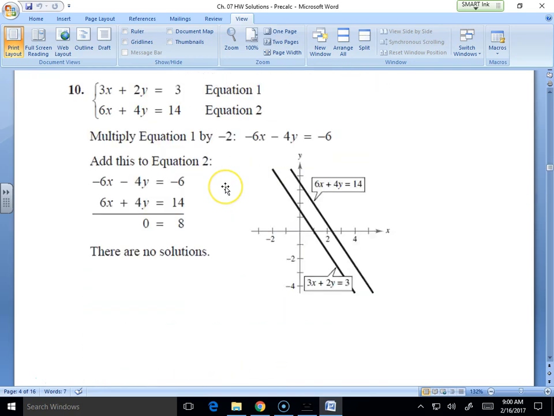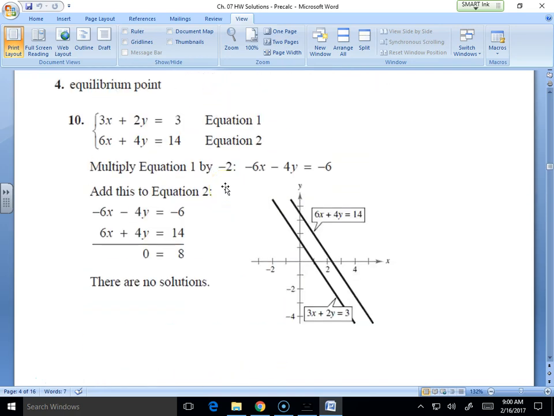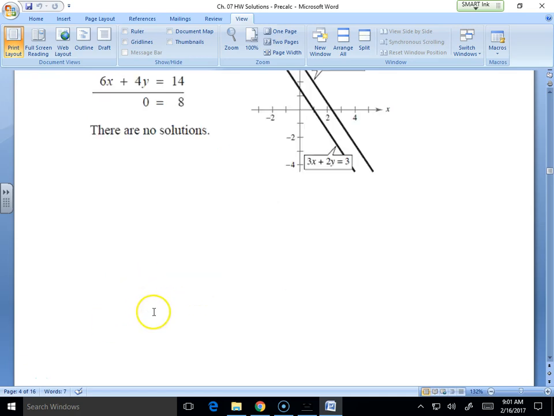Huh? Uh-oh. It must have been like a sign thing that went wrong. When you're tired, it happens. Probably a seal died in the making of that problem we're solving. 0 equals 8 is false, so none.